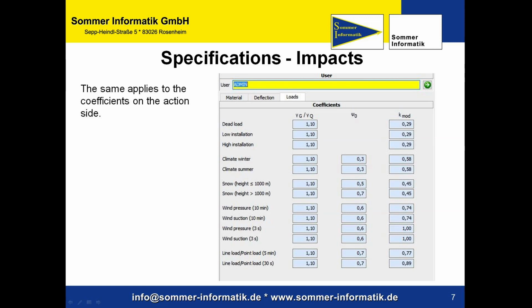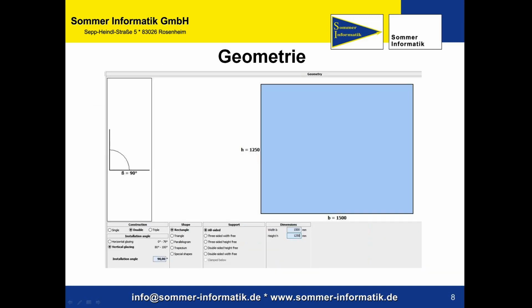The same applies to line loads, where we also have a distinction between 5 minutes and 30 seconds impact duration, because we also have different approaches here in the different countries of the EU. In Germany, for example, wind pressure is set at 10 minutes, which we have preset as the standard here. But you have the option of adjusting this yourself or changing the default values here too.